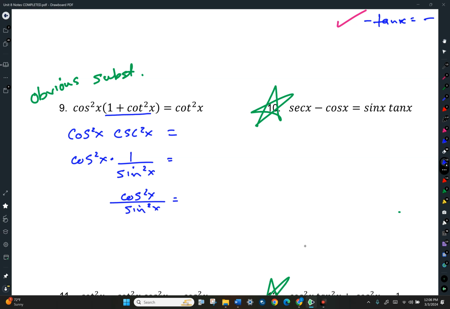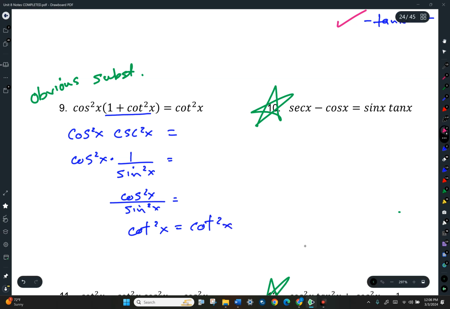Keep your eye on the other side. I'm hoping this is going to turn into cotangent squared. Does it? Sure it does. Isn't cosine over sine equal to cotangent? Identity number, I lose track, number 5 or 6 or 5? Identity number 5. So this is going to be cotangent squared, and that equals the right side, which is cotangent squared. So I'm there.